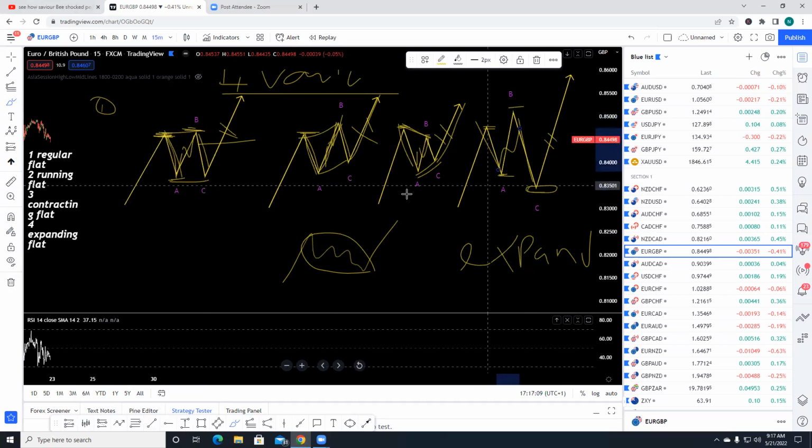Why are they sharp? I told you that wave A is an impulse. Wave B is a 3-wave structure, a correction, and wave C is an impulse. That's why you are seeing A and C are sharp, and then B is corrective in nature, very slow and sluggish, and usually in 3 waves. Do you understand, guys? So that is the basics, the understanding of the four different types of corrective structure.